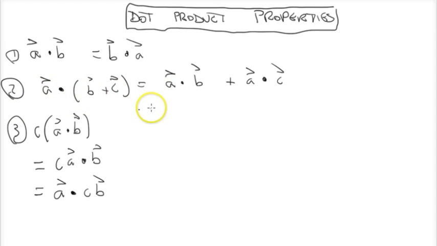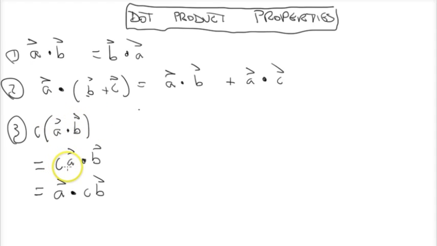So we'd get the dot product between A and B plus the dot product between A and C, if we have the dot product between A and the sum of these two vectors. So this is kind of a distributive property. And then we have a sort of scalar multiplication of a dot product. All you have to remember for this is you just do scalar multiplication with one of the vectors inside the parentheses.